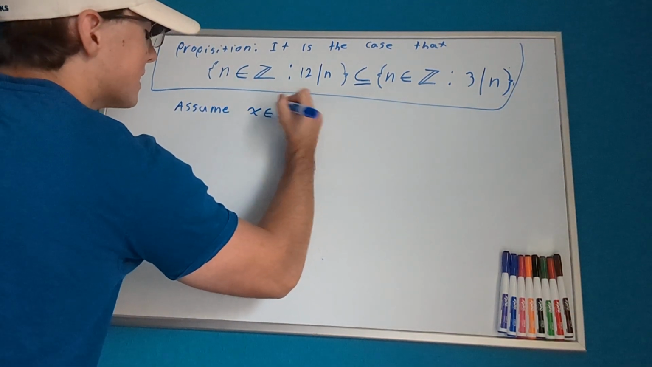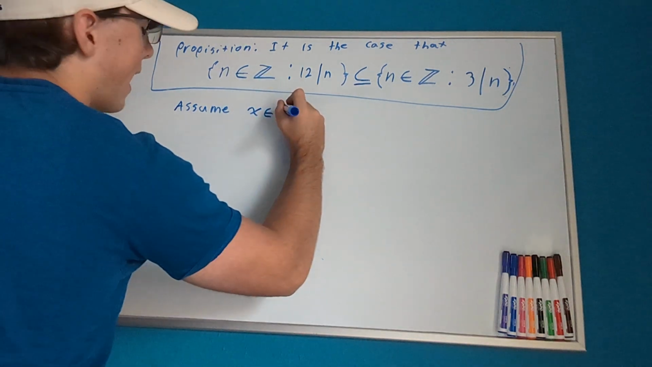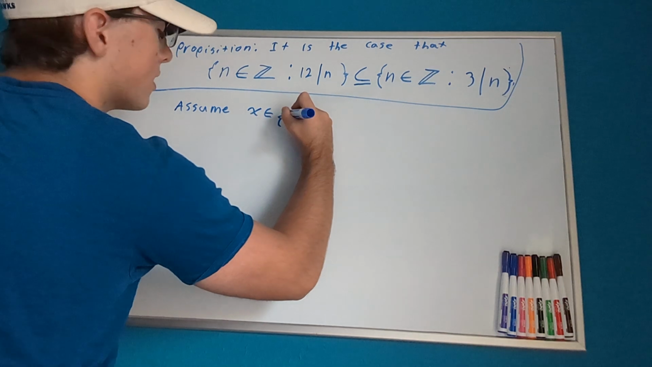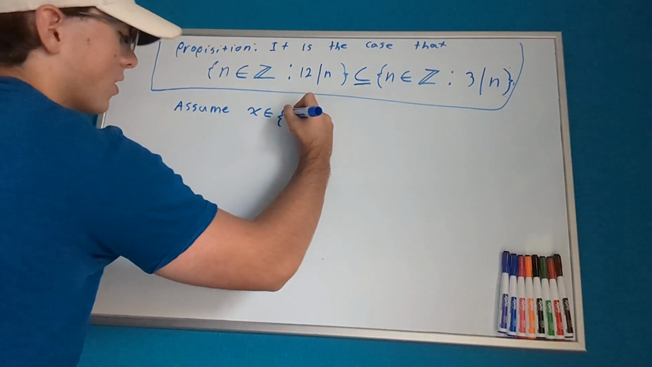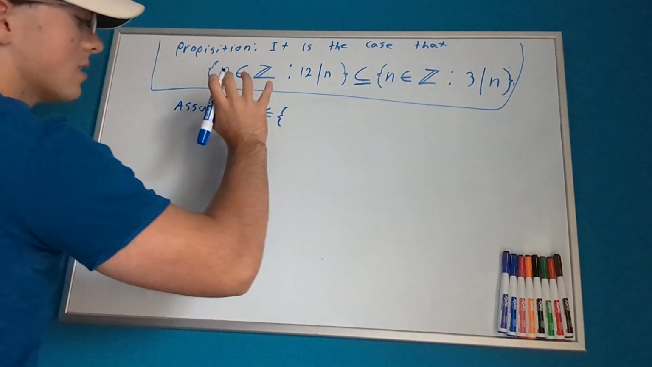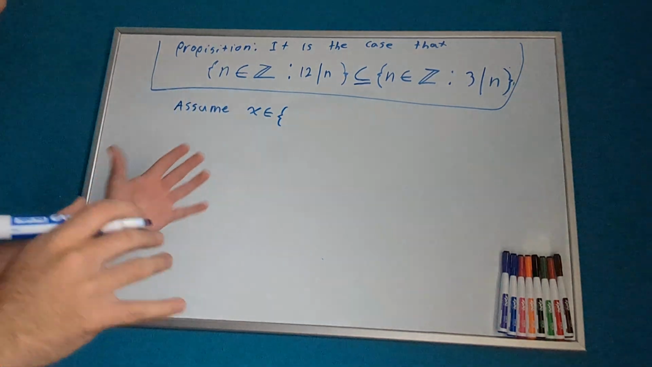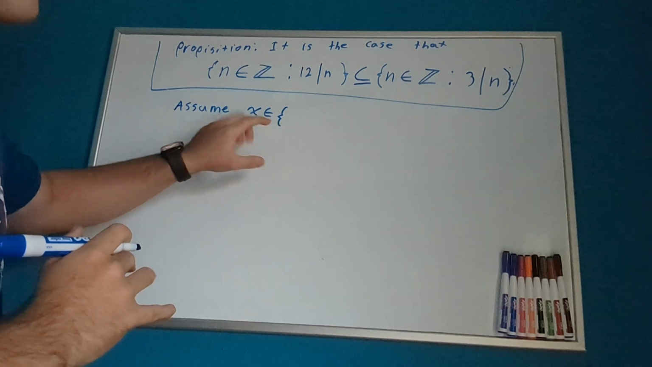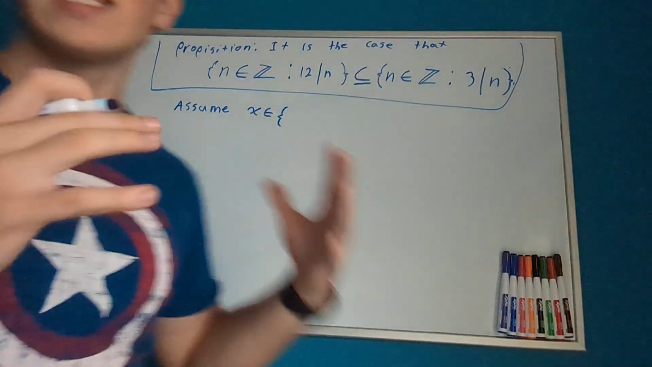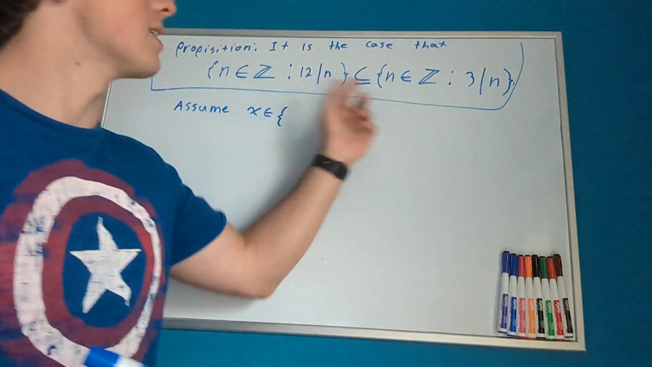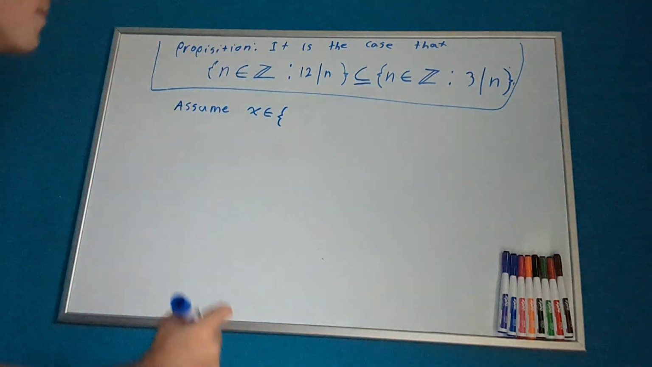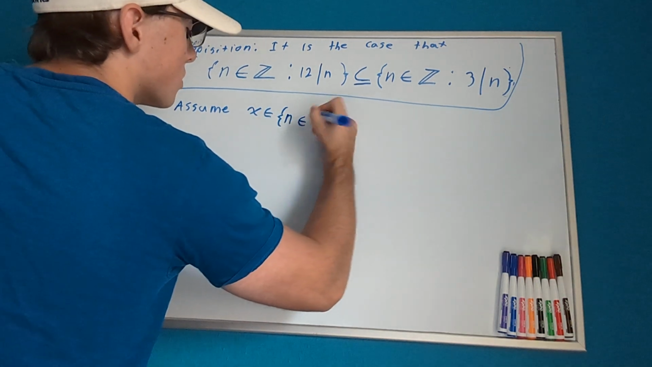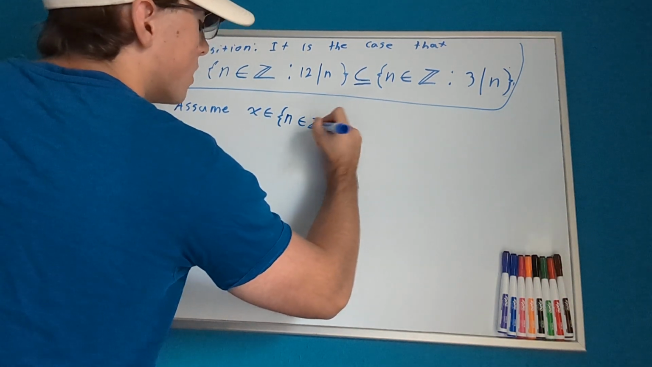So to start off our proof, we're going to assume x is inside this set right here. X is just some arbitrary value. What we want to show is that if this arbitrary value being inside this set implies that this arbitrary value is also in this set, then we've shown that this set is a subset of that set, okay?